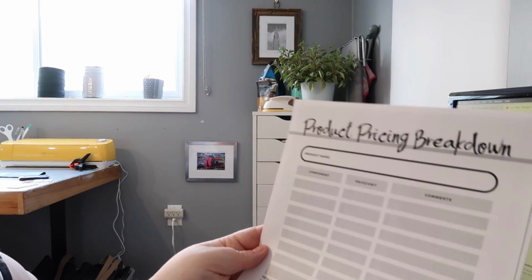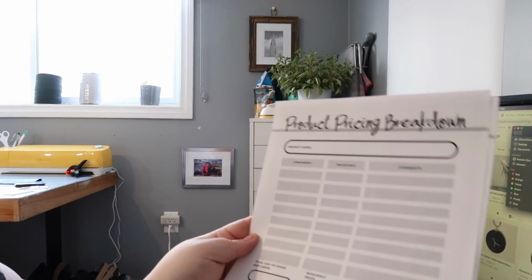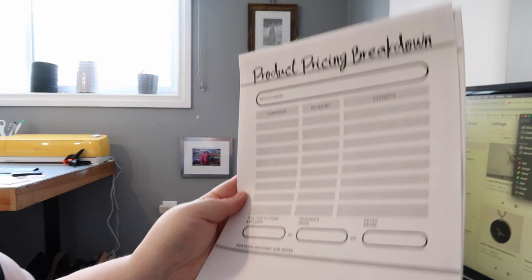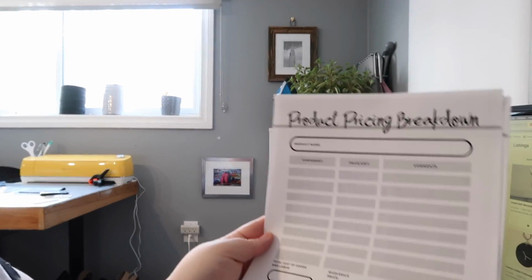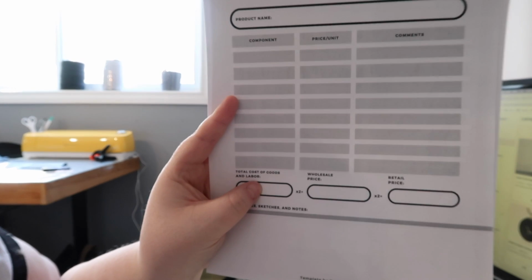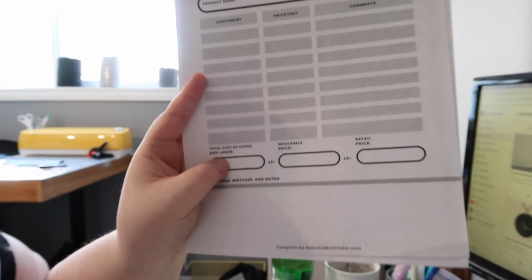And if I'm using half of a meter of fabric, but what I paid for it was $20 a meter, I need to figure out the math basically. Then I add it all up, and there's a spot here for the total cost of goods and labor, and then it just gives you the math.